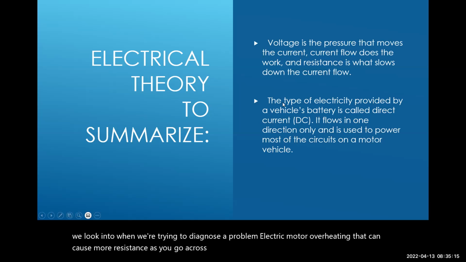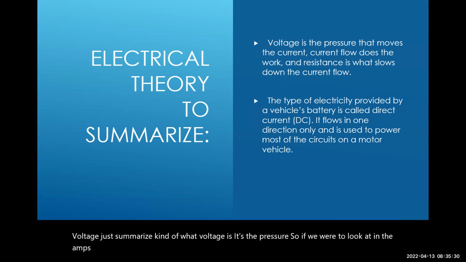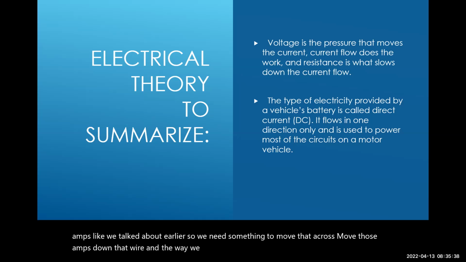So voltage, to summarize what voltage is, it's the pressure. Like we talked about earlier with the amps, we need something to move those amps down that wire. The way we do that is through voltage, and that voltage is what's considered pressure, the pressure to make that flow happen.